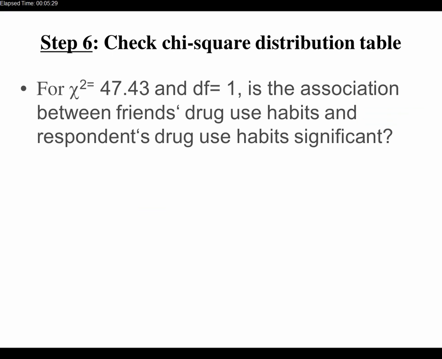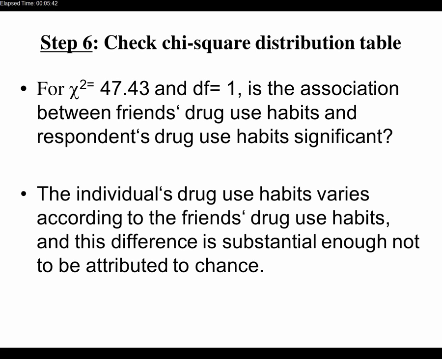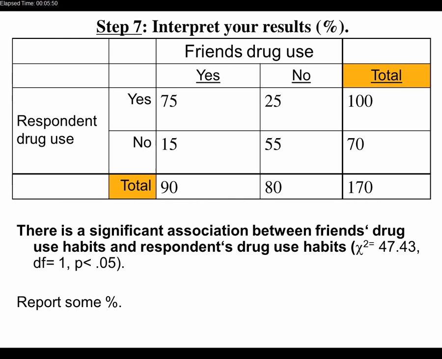So for chi-square equals 47.43 with a degree of freedom equal to 1, is the association between friends' drug use habits and respondents' drug use habits significant? Okay, the individual's drug use habits varies according to the friend's drug use habits, and this difference is substantial enough not to be attributed to chance.